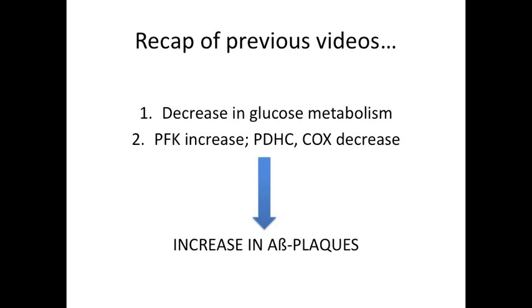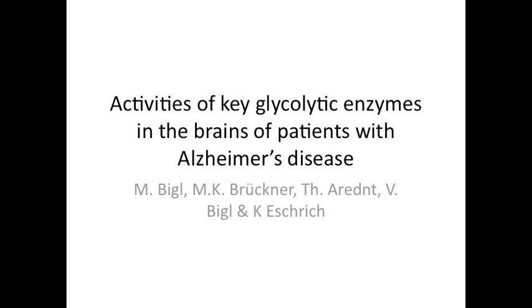Before we begin to analyze new enzymes, let's first recap what we know. First, we know that in Alzheimer's disease, there is a decrease in glucose metabolism in the brain. Second, this is characterized by an increase in phosphofructokinase and a decrease in both pyruvate dehydrogenase and cytochrome C oxidase. Together, these results contribute to the increase of amyloid beta plaques characteristic of Alzheimer's disease.